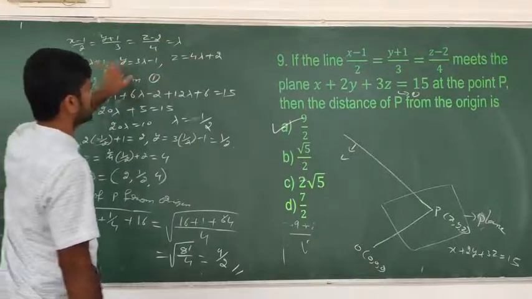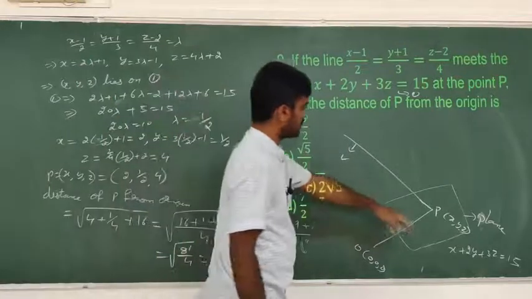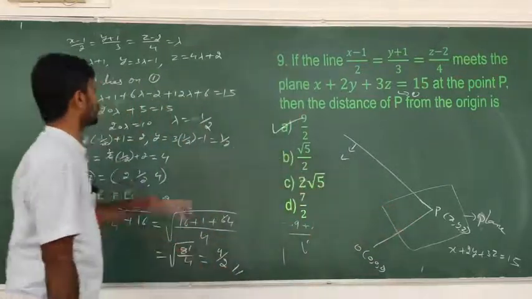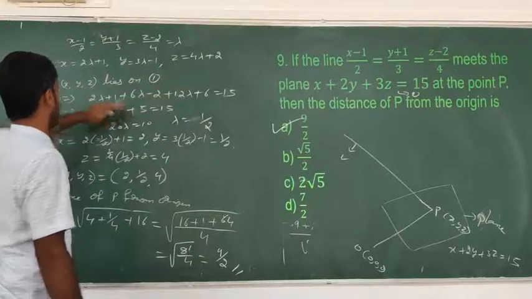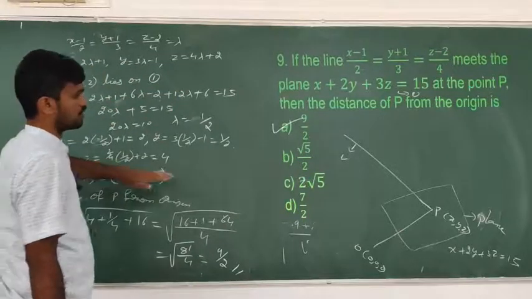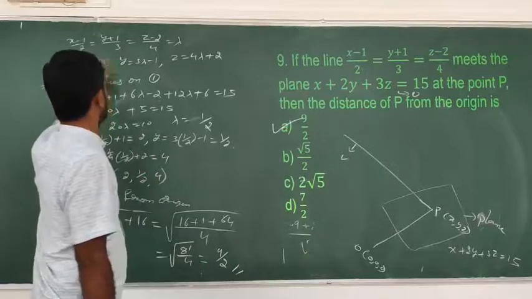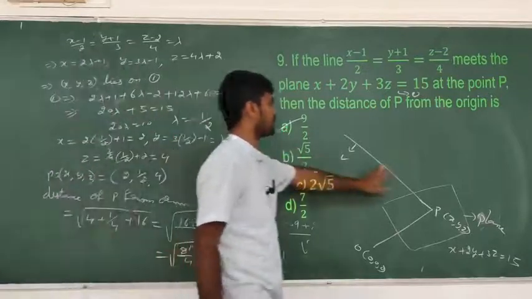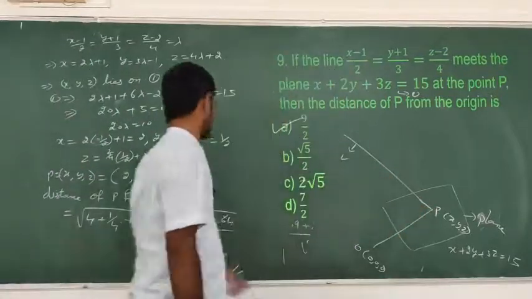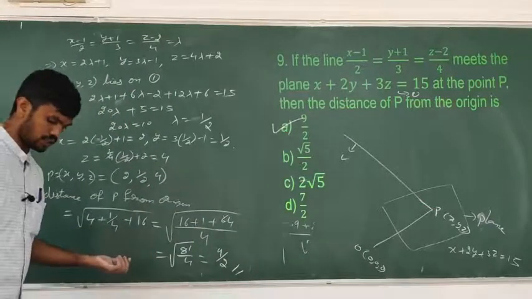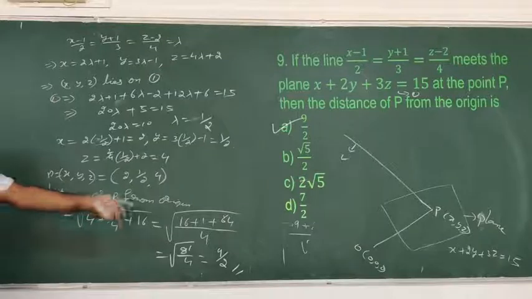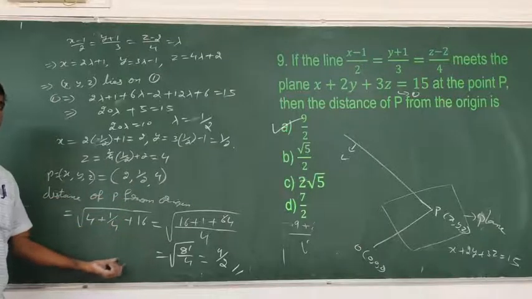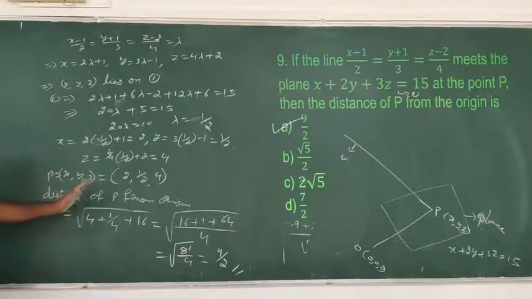So as we know that x y z lies on the plane, x plus 2y plus 3z is equal to 15. Just replace x y z by using these lambda values, then we get the value of lambda. And substitute this lambda value in this equation, we get the point of intersection of line and plane. So then the point of intersection, that is the P. So by using distance formula, origin is 0 comma 0 comma 0. So by using distance formula, we can calculate the distance of a point P from the origin.